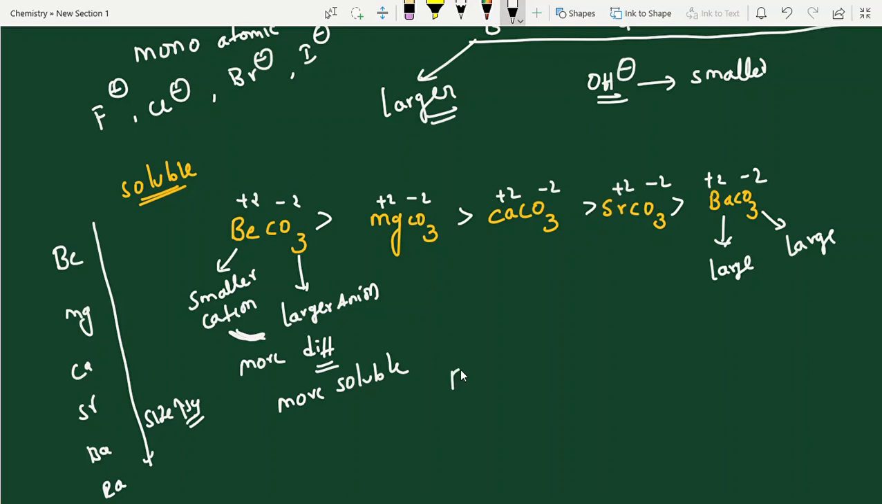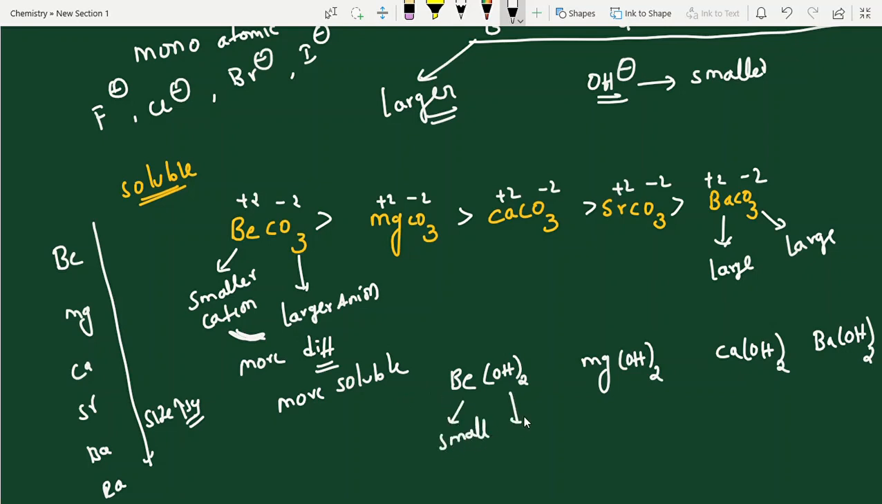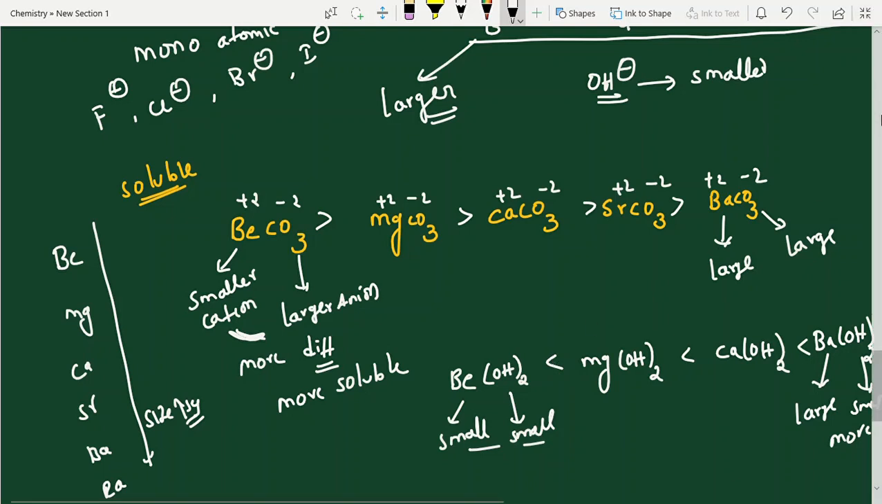Now, next one. Beryllium hydroxide and magnesium hydroxide, and the next one calcium hydroxide, and the last one you can take barium hydroxide. Which is more soluble? Again, here we have to see the difference. This is a smaller one and this is also small. Difference is less. Then this is large and this is small. Difference is more. More means more soluble. Clear? That's it. You can find the answers in the easiest method like this.